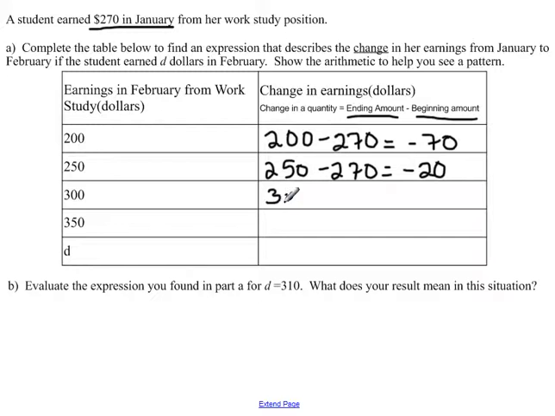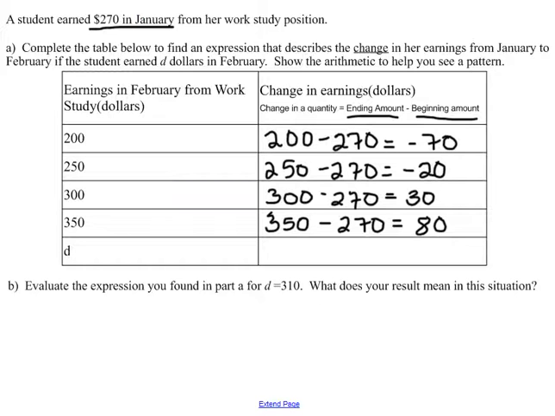If we do 300 minus 270, well, now notice that that's turned the table. Now she's making more money in February than she did in January. So we're going to have a positive change of positive 30. And then finally, the last problem, 350 minus 270 would give us a total change of 80. Again, positive, she made more money in this scenario in February than she did in January.